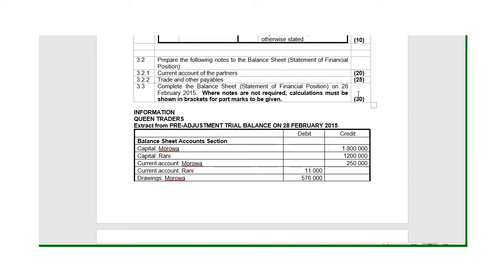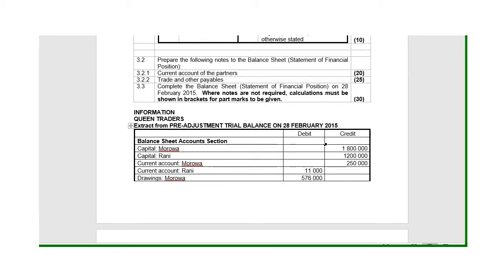Good day. Today we're going to look at the note for the current account. We're going to use this question, but we're only going to do 3.2.1, which is the note for the current account of the partners. At a later stage, when we cover the balance sheet, we will do the other notes as well as the balance sheet. But for now, we're just concentrating on 3.2.1.